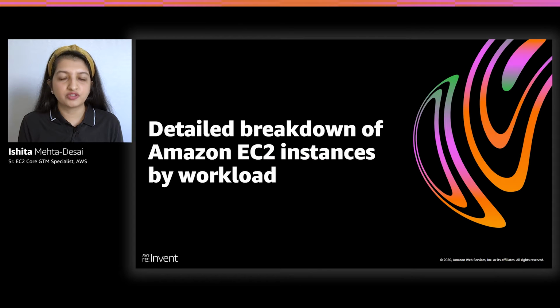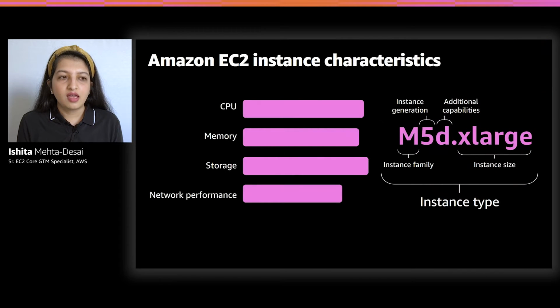The next common question we get asked a lot is, I'd like a detailed breakdown of the different Amazon EC2 instances by workload type. As I mentioned earlier, AWS offers over 350 instances that are targeted for different types of workloads. Let's break that down by looking at the M5dXlarge as an example.